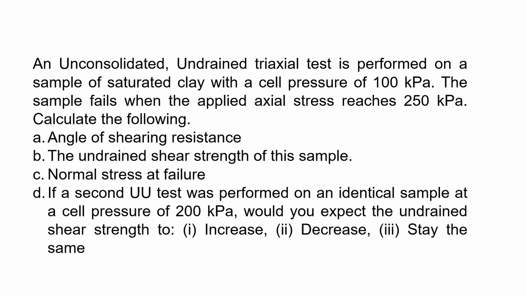Calculate the following. First, the angle of shearing resistance. Second, the undrained shear strength of the sample. Third, the normal stress at failure. And lastly, if a second UU test was performed on an identical sample at a cell pressure of 200 kilopascals, would you expect the undrained shear strength to increase, decrease, or stay the same?